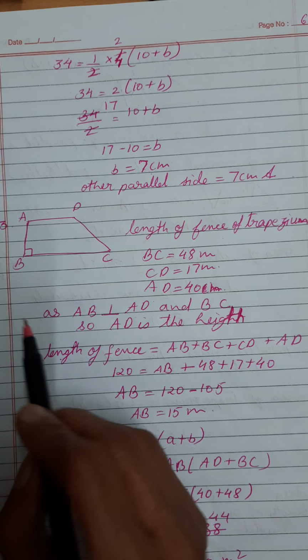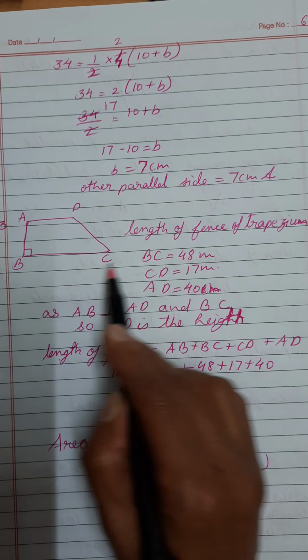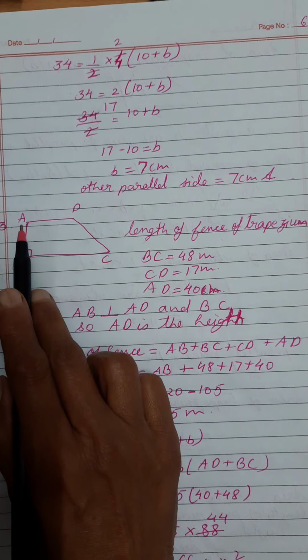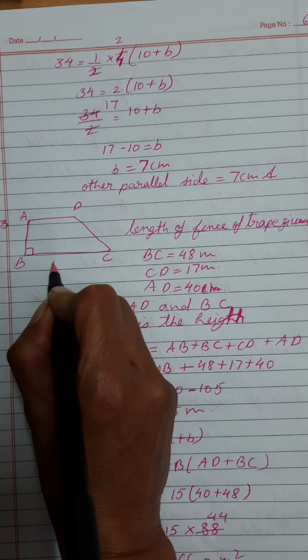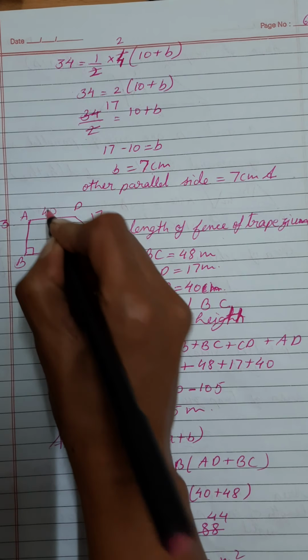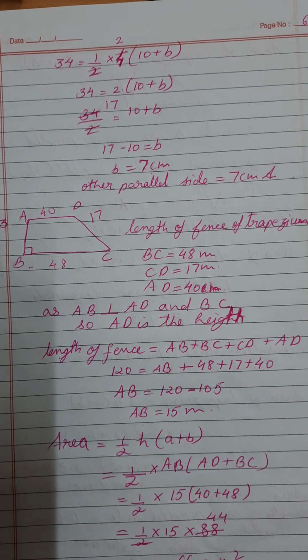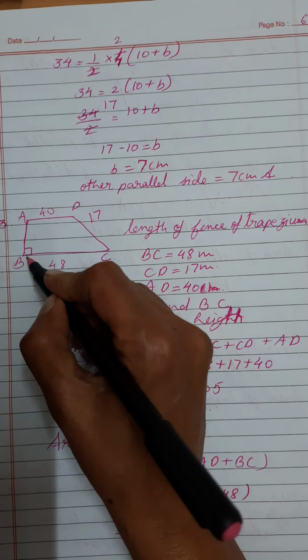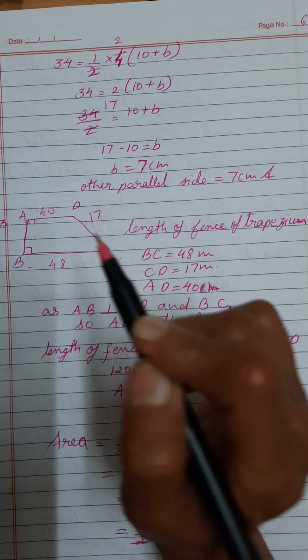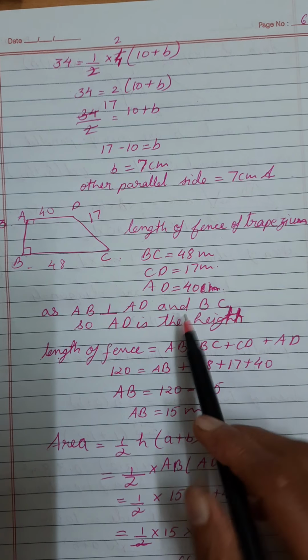So this trapezium is given and here the length of the fence means the length of the boundaries of this trapezium is 120 meter. BC is given 48, CD is given 17 and AD is given 40. But we don't know AB, and we are supposed to find the area of the trapezium. But they have given one thing, that AB is perpendicular to the parallel sides. This AB is perpendicular to BC and also perpendicular to AD. So it is the height, the altitude between the two parallel sides.